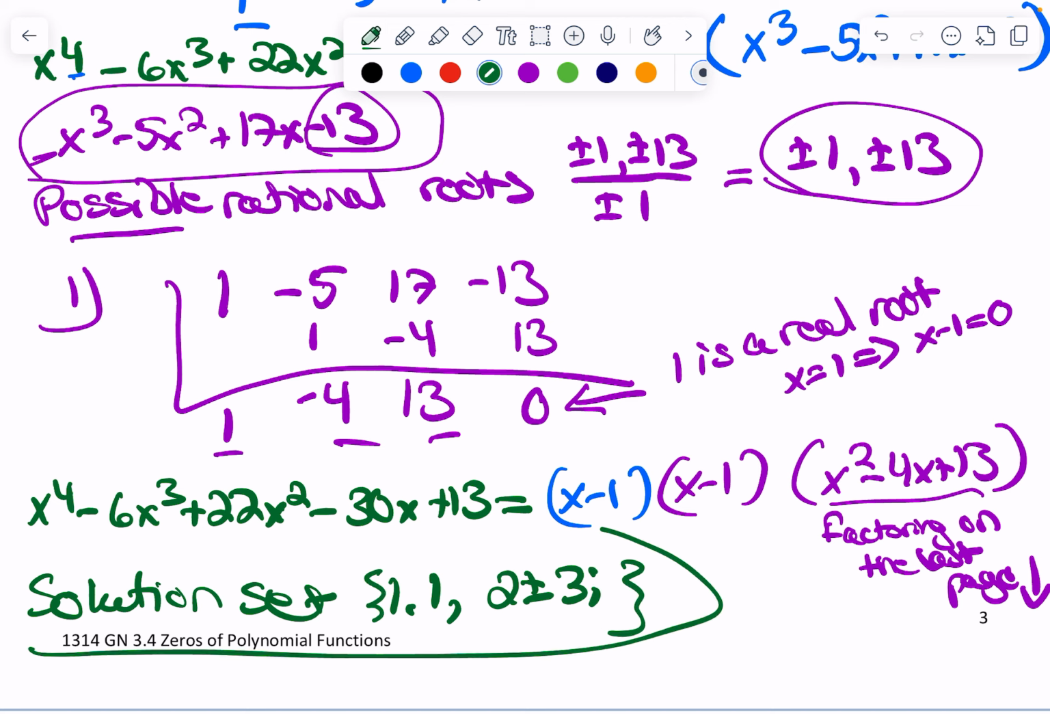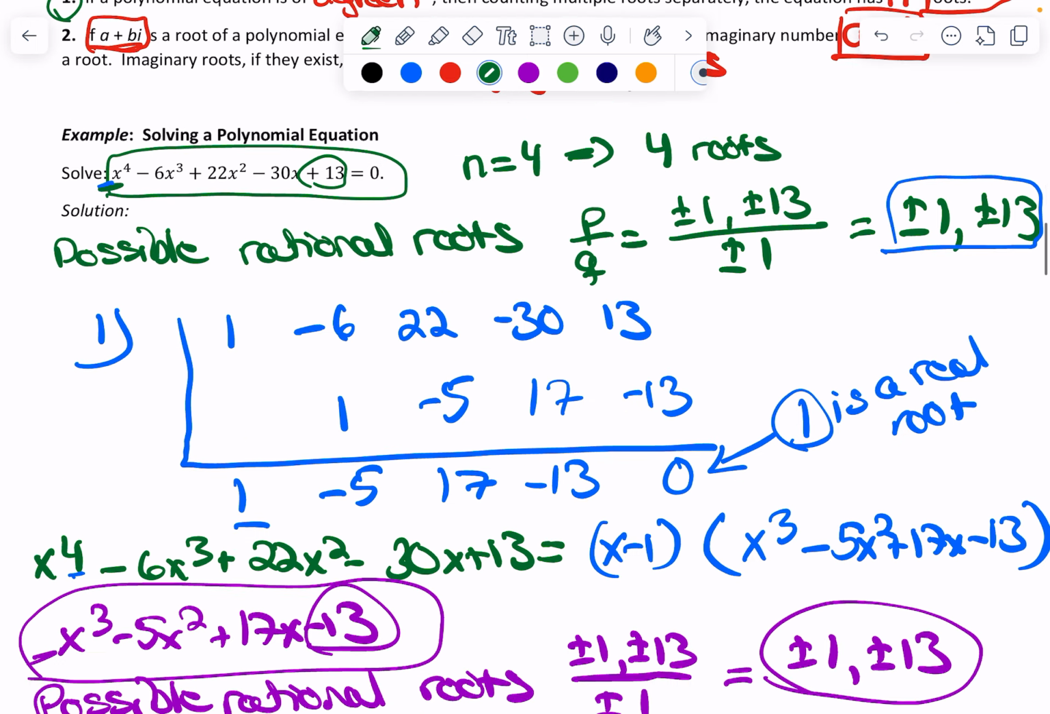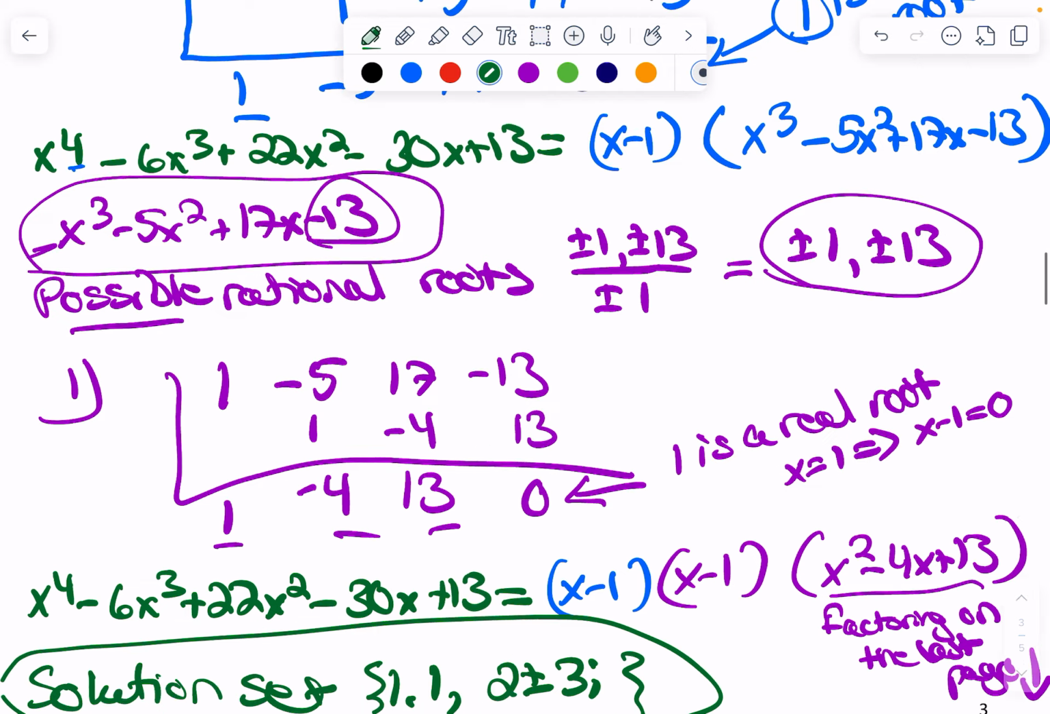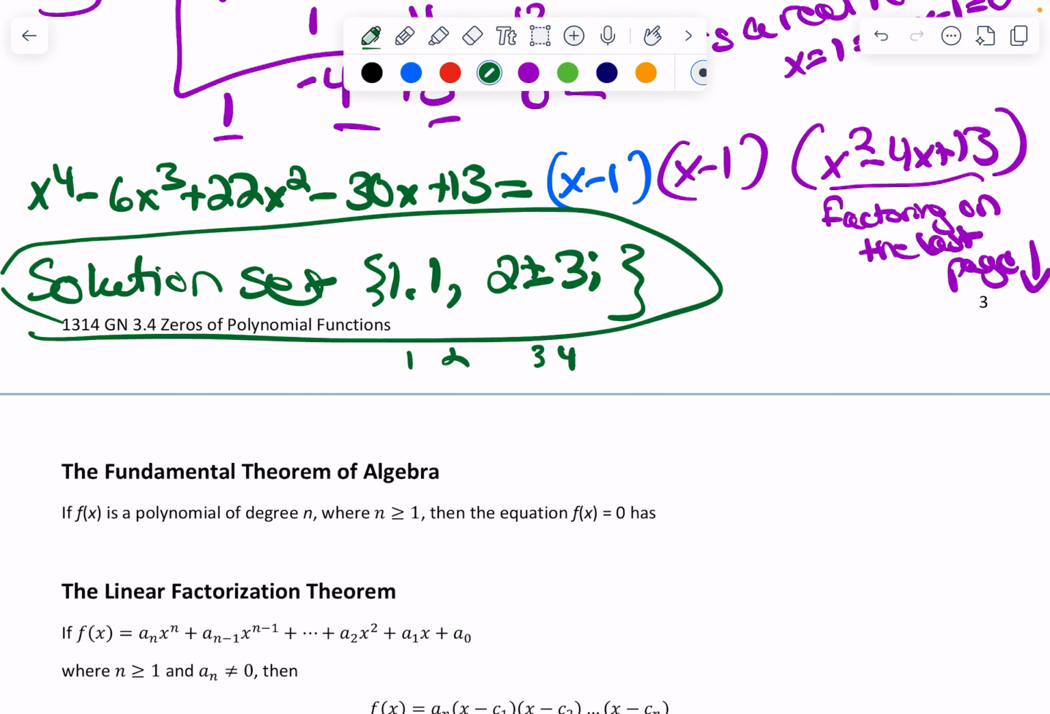Now, if we look, we've got 1, 2, 3, and 4 roots, right? And we had a degree 4, which means that we've got 4 roots. So we know that we have all the roots here, even though we've got the 1 and 1, which would be a multiplicity of 2. So you want to make sure that you've got enough roots. Whatever the highest degree is, you should have the exact same amount of roots.